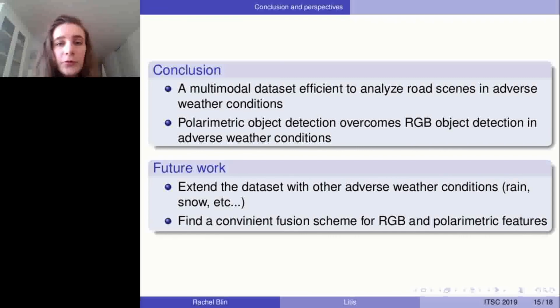In future work, we plan to extend this dataset to other adverse weather situations such as rain or snow. We also plan to find a convenient fusion scheme for RGB and polarimetric features in order to get the best of each of these 2 modalities to improve even more object detection in such situations.